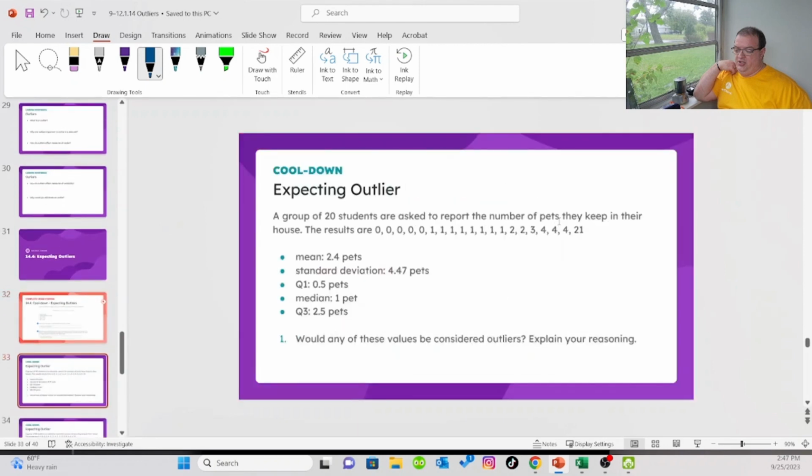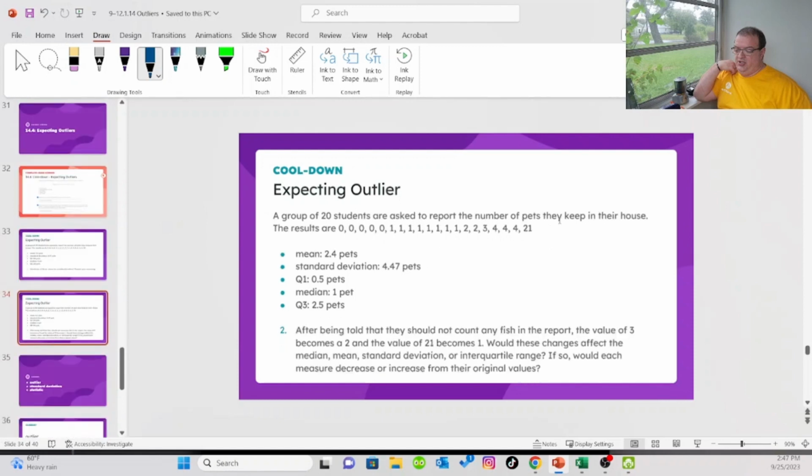So our cool down is titled Expecting Outlier. It says a group of 20 students are asked to report the number of pets they keep in their house, and the results are given. They give you the mean, the standard deviation, the Q1, the median, and the Q3. Number 1, would any of these values be considered outliers? And you need to explain why they are or are not.